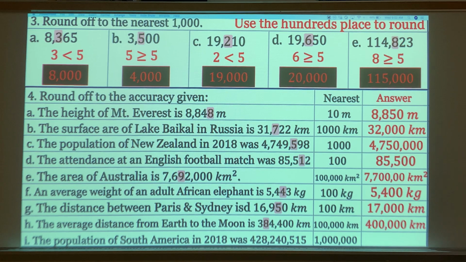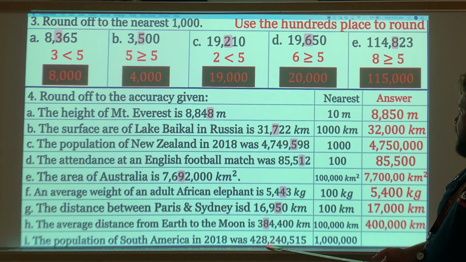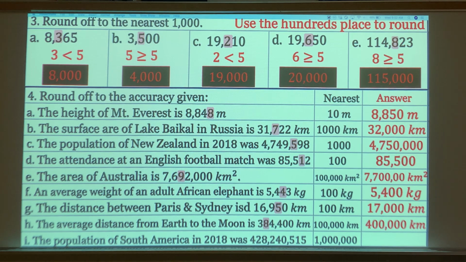Finally, the population in 2018. So see, you got a new book. 2018 is where all these populations are of South America. Okay, the whole continent was 428,240,515. You know, that's not even as much, I think, as China or India have in their one countries. All right, so round to the nearest million. 428, 429. Well, the 2 is less than 5, so it's 428 million people.